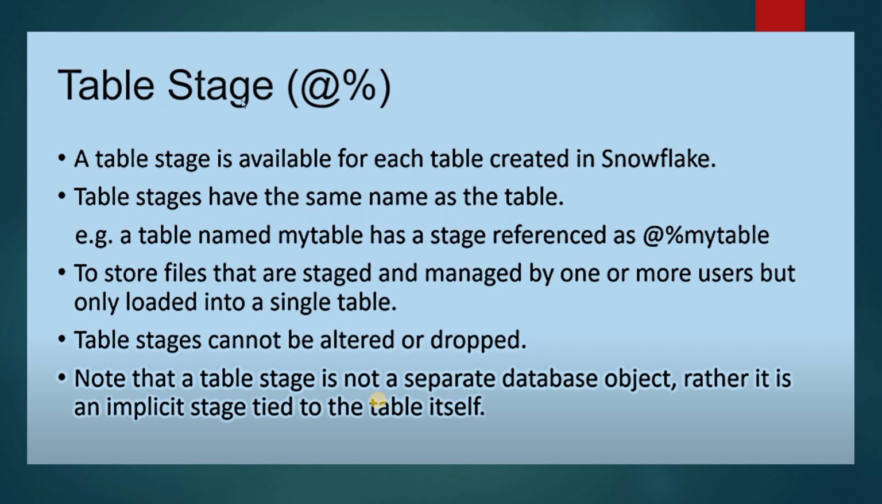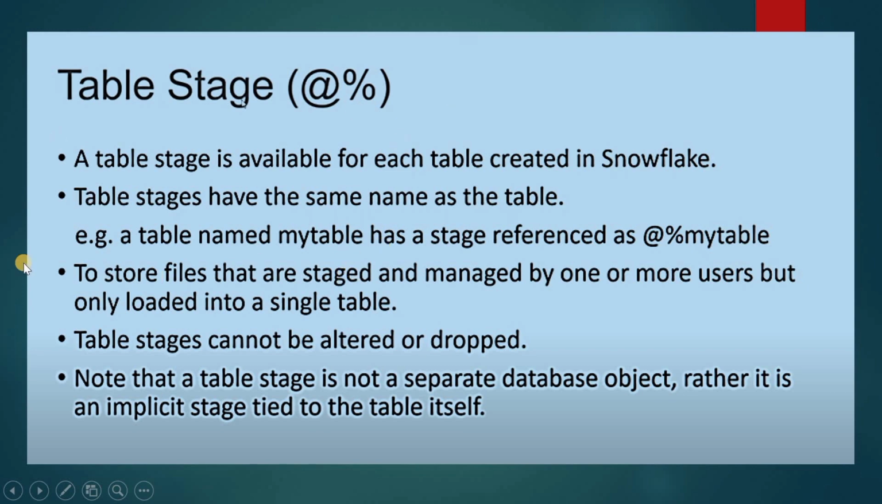This table stage will be tied with that table object only. Suppose that I want to create a customer table. Then the customer table and its customer stage will automatically be tied together. They are not separate objects. So this is all about the last point, and that's all about the table stage. If we want to access the table stage, then we will use the at sign and percentage sign. Okay, so this is about the table stage.